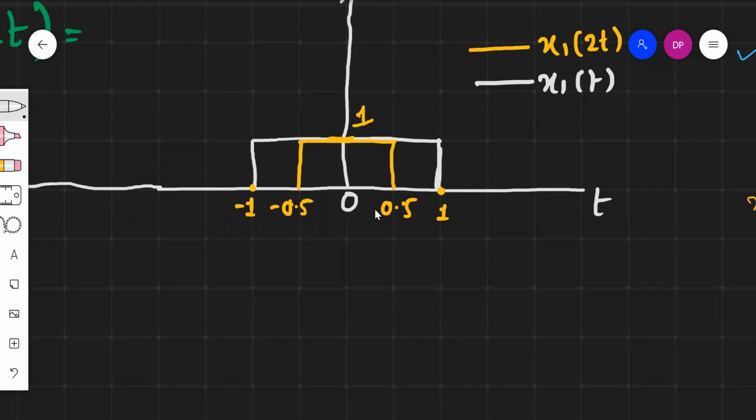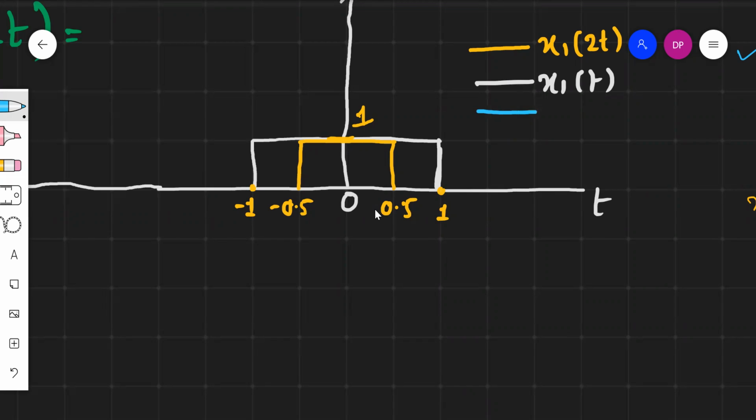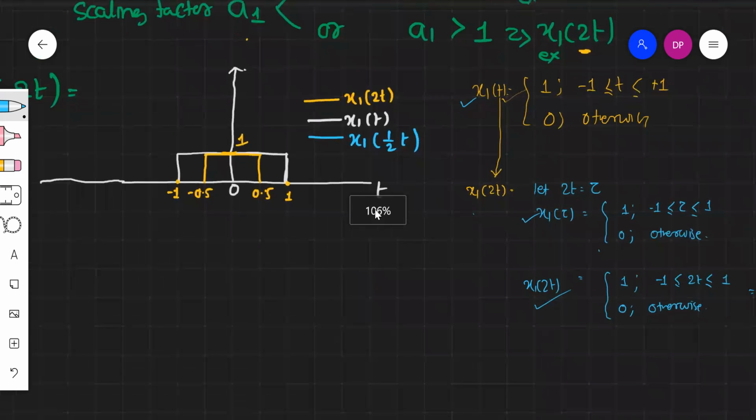Now we will take up another scaling factor and we would like to plot it here. Let's say I will take a blue colored signal and I will write it as x1 of half t, right? X1 of half t. Can someone say how it will look like? Student: Sir, between the interval -2 to 2. Yeah, -2 to 2. So how to find out? In the same way, like we had written here.